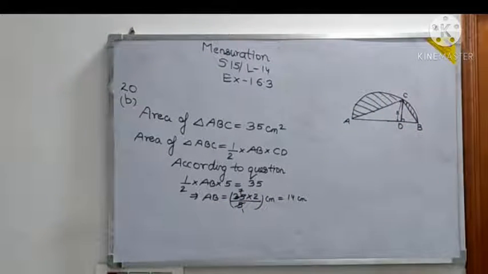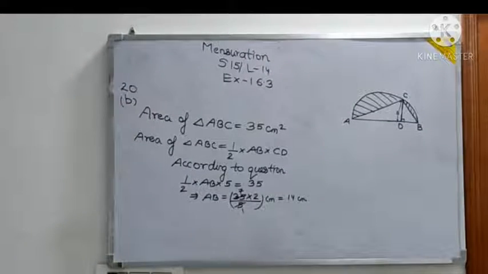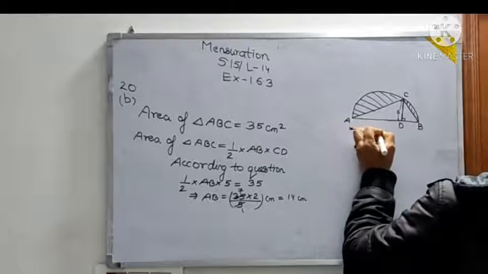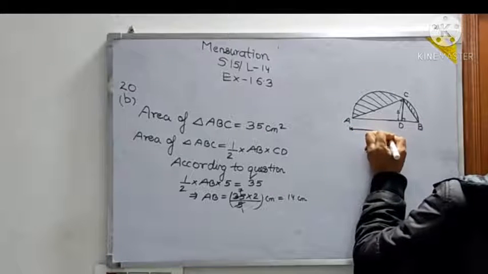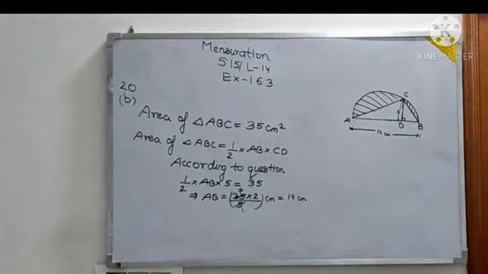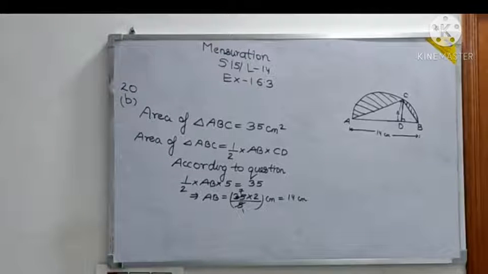Clear to all? That means we have got the diameter of the circle as 14 centimeter. You can write it also; if you don't wish to write, no problem. It is 14 centimeter. The diameter of the circle we have got. Now what remains? How to calculate the area of the shaded region? As I have told, the area of the shaded region is basically calculated by using the difference concept. So let's calculate the area of the semicircle first.